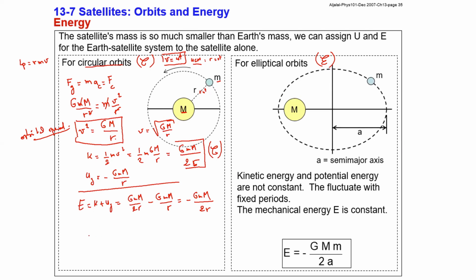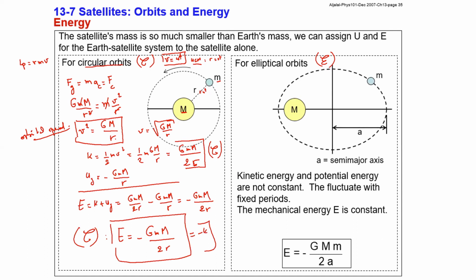So if I have a circular orbit, the mechanical energy is conserved, and it's equal to minus G M m divided by 2r. If you look at this, it is just minus the kinetic energy. And this is true for a circular orbit. Also, for a circular orbit, the kinetic energy is just minus U_G divided by 2. So for a circular orbit, I have this set of equations.